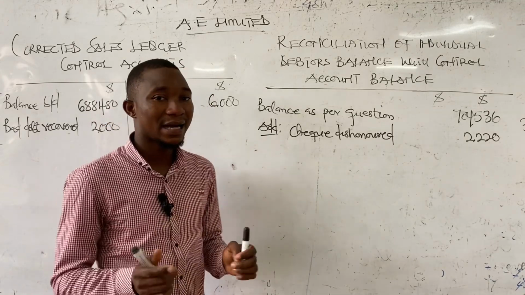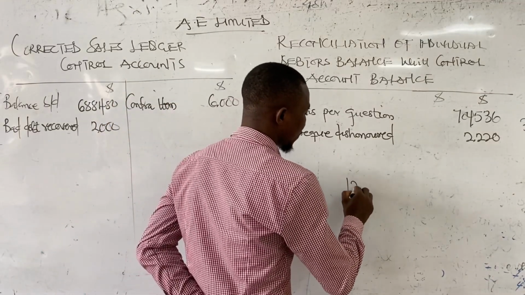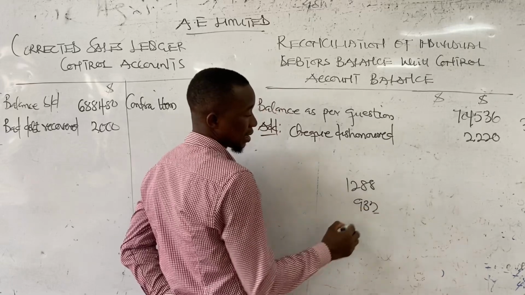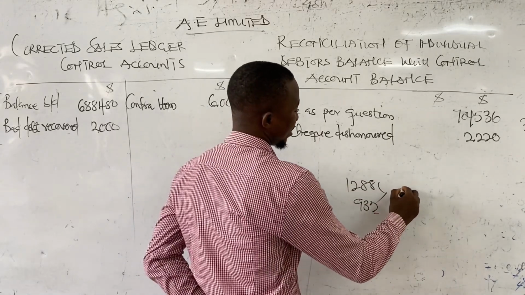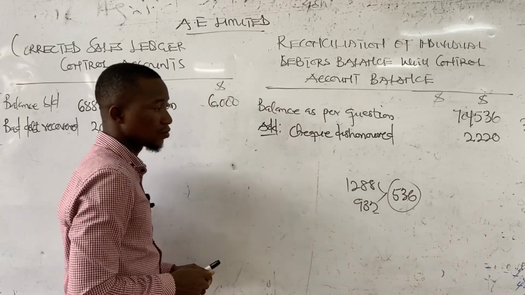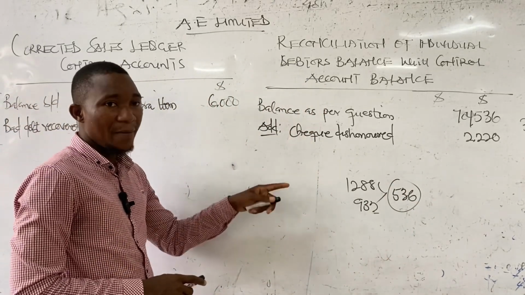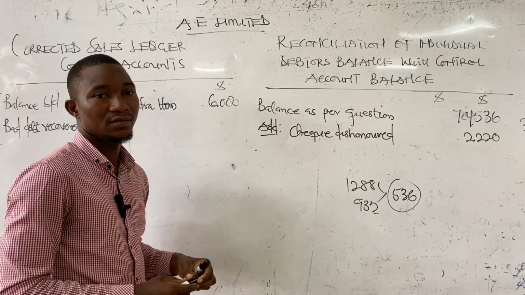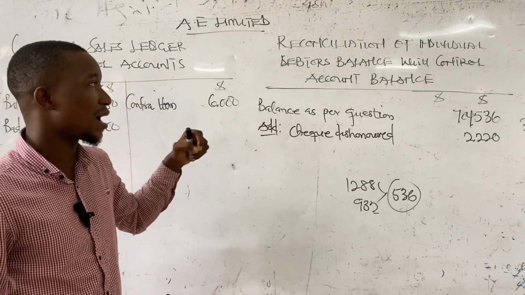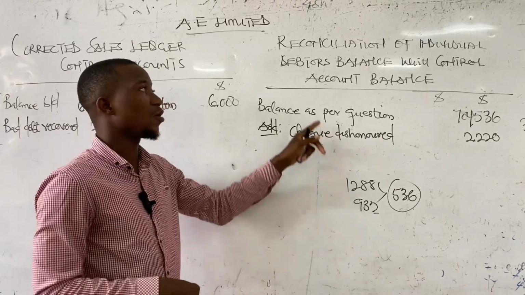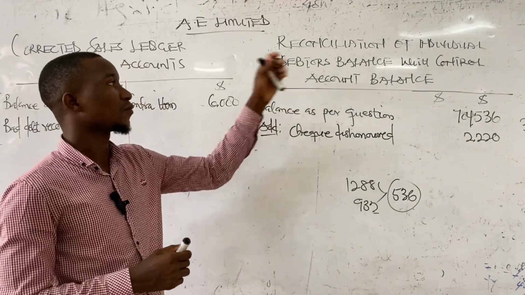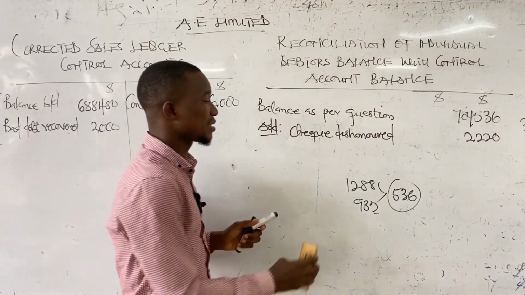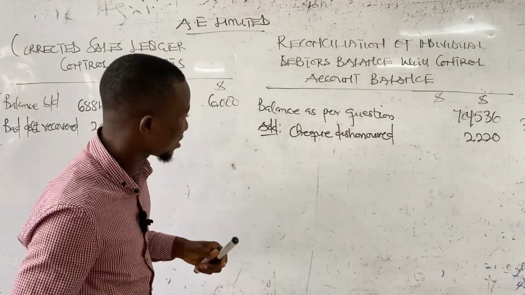And this error is an undercast error. It is a payment from a customer of 1,288 and it has been entered as 932. This is an undercast, and the difference between these two is 536. So it means that a payment that's supposed to be recorded at the credit side of the individual debtors account has been reduced. So when you reduce a balance on the credit side of the individual debtors account, what effect will it have on the individual debtors balance? It will increase the debtors balance, and we established that any error that tends to increase the debtors balance should be what? Subtracted.